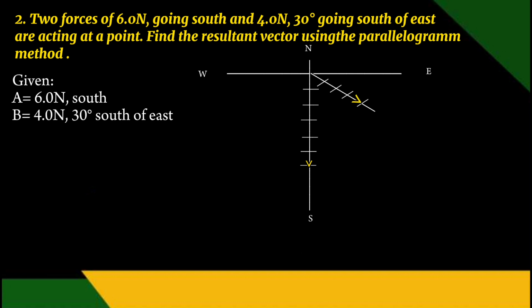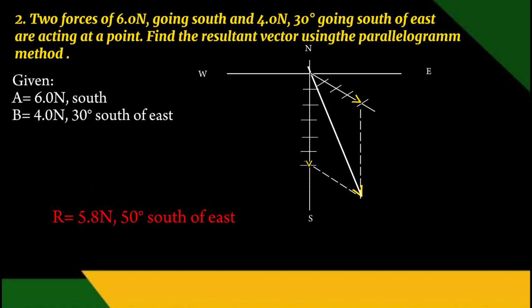Now, let's draw two parallel lines on every endpoint of the given to form a parallelogram. Then draw a line in the middle, then use a ruler to determine the resultant, which is the line in the middle, and use a protractor to determine the angle or degrees of the resultant. So our resultant would be 5.8 Newton directed 50 degrees south of east.